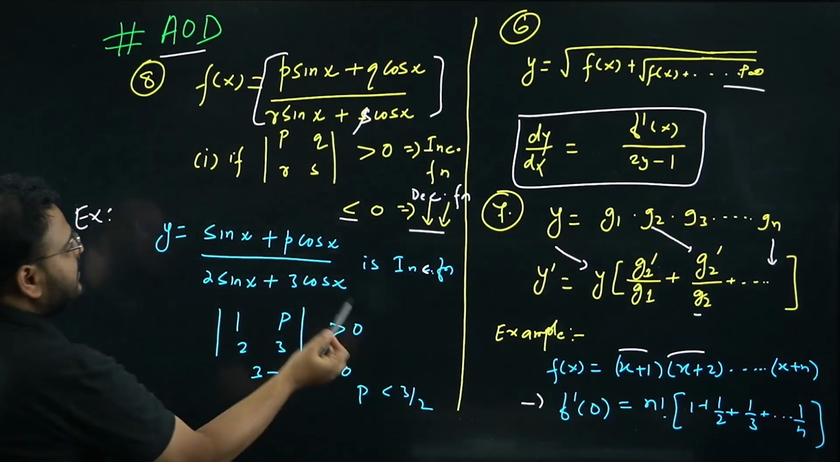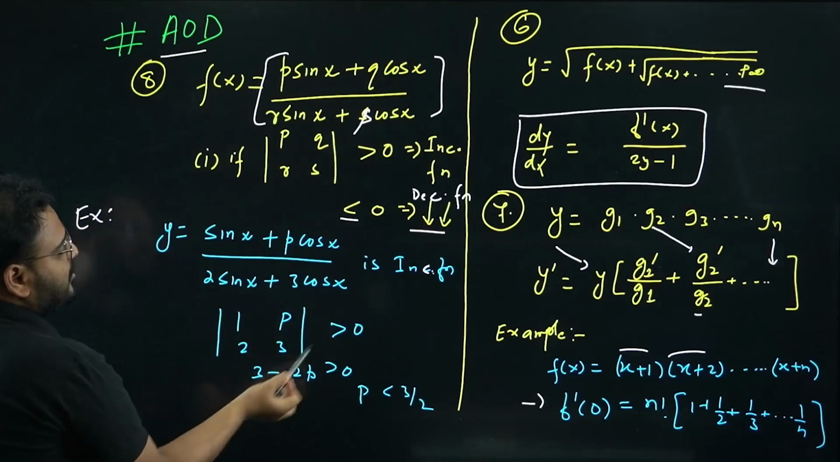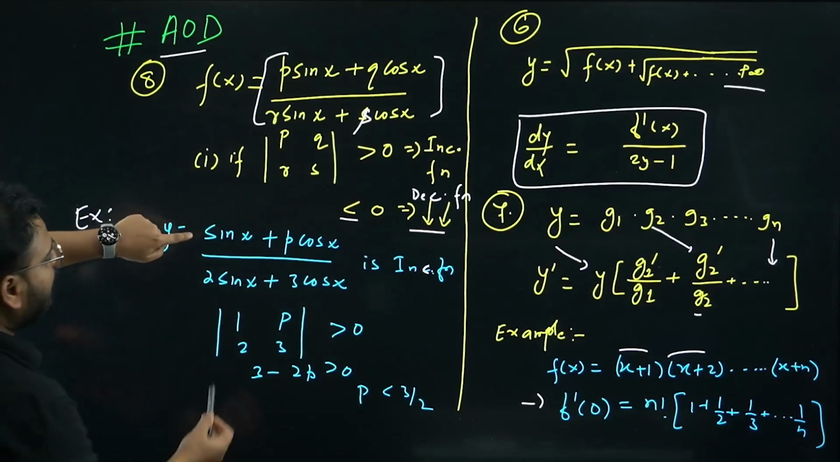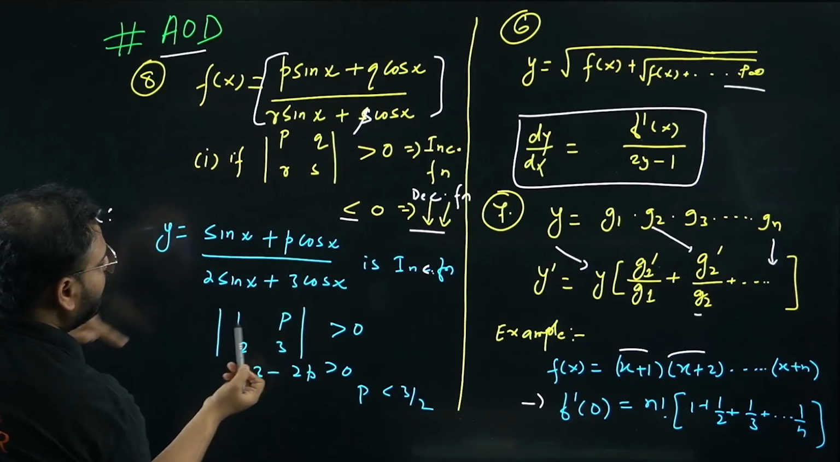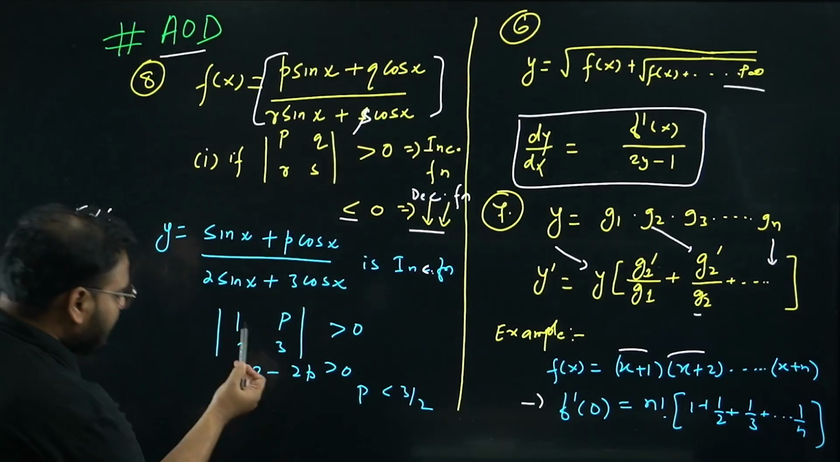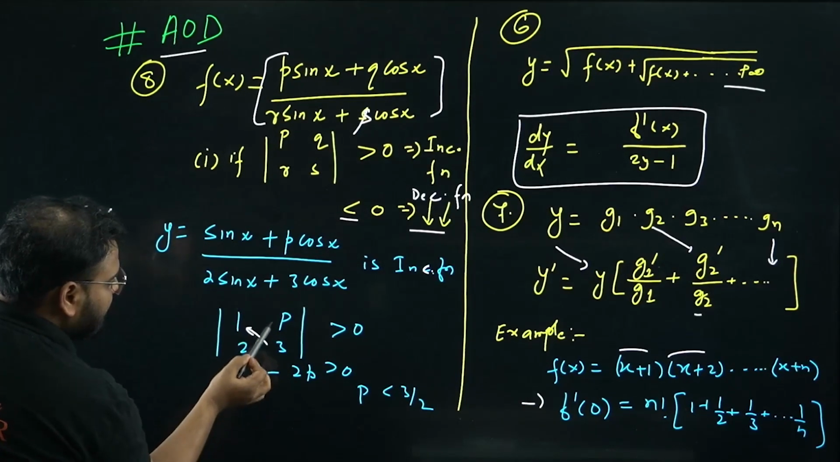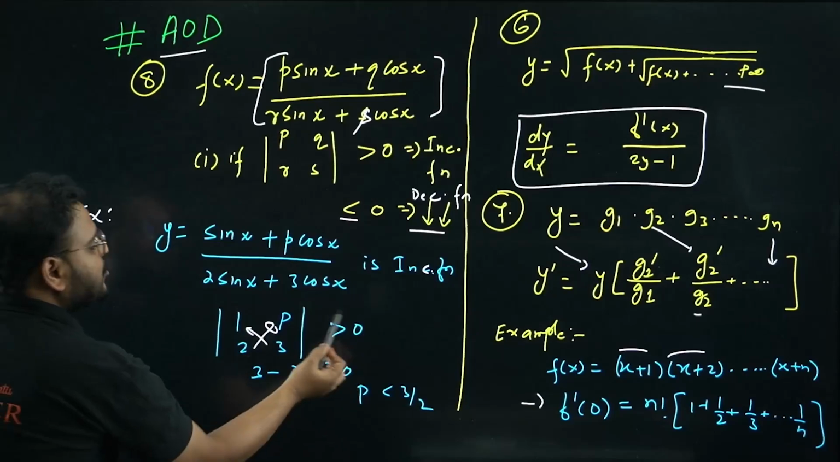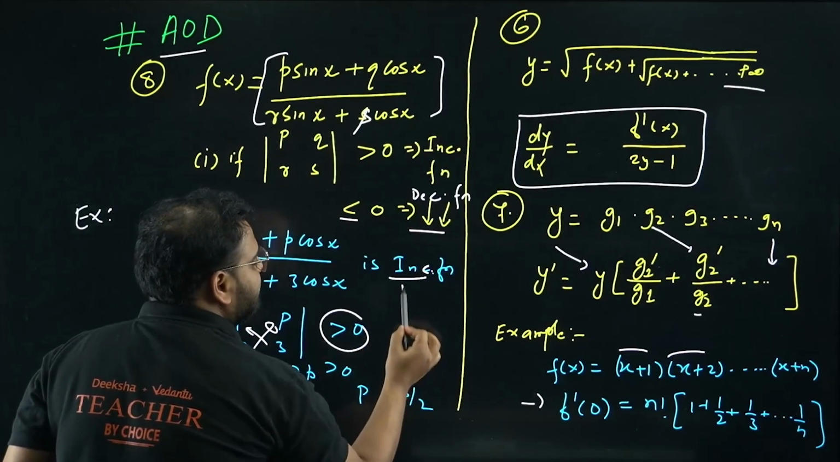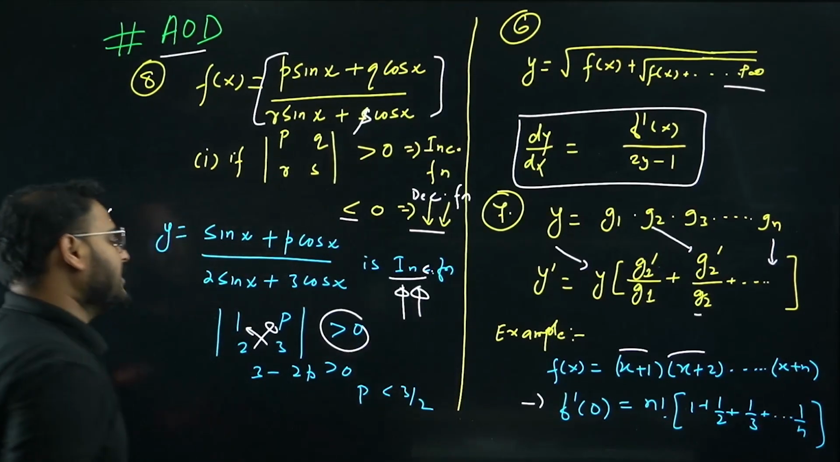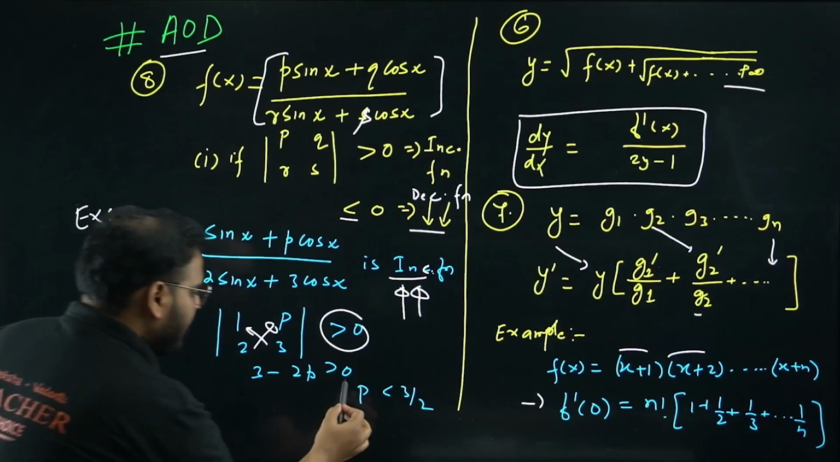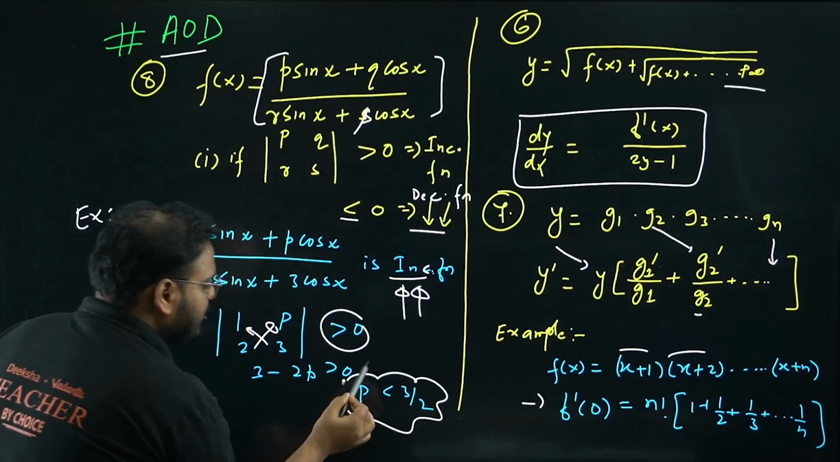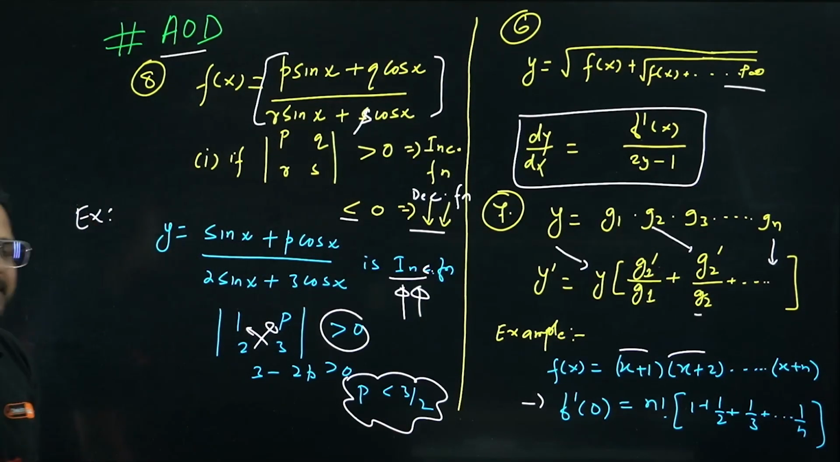Okay, increasing means the determinant of the coefficients should be more than 0. The coefficients are 1, p over here, and 2, 3 over here. The determinant will become 3 minus 2p. 3 minus 2p should be more than 0 because they have given an increasing function. Hence, p has to be less than 3 by 2. Please check. Clear, right? Very clear.